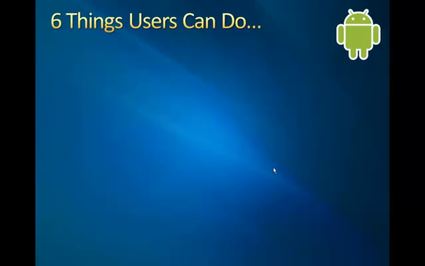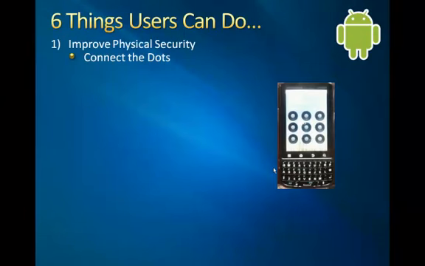There are things that a user can do to protect themselves other than reading apps and their developers' permissions, etc. The first thing is to improve your physical security and connect the dots. This picture is a representation of my phone, which is the Droid Pro, and I have done the connect the dots. You have to know the pattern in order to access my phone.